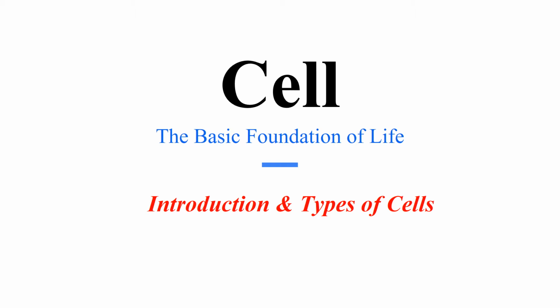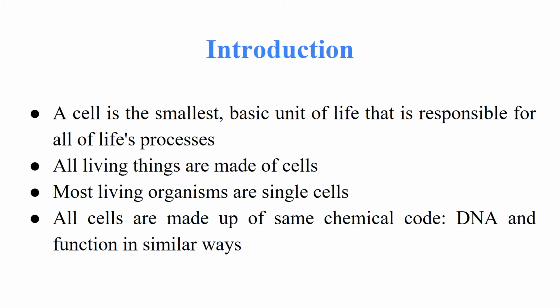Today we will be talking about what is a cell and its different types. A cell is the basic building block of all living things. It is the smallest fundamental unit of life, which is responsible for all of life's processes. All living things are made up of cells. Most living organisms are single cells. All cells are made of the same chemical code, DNA, and they function in similar ways.